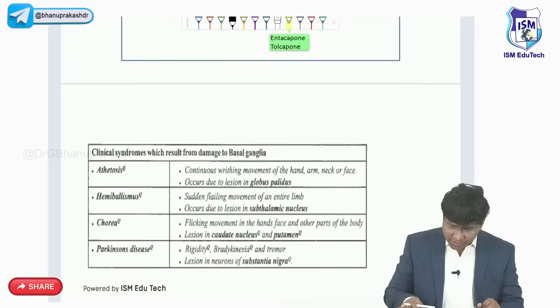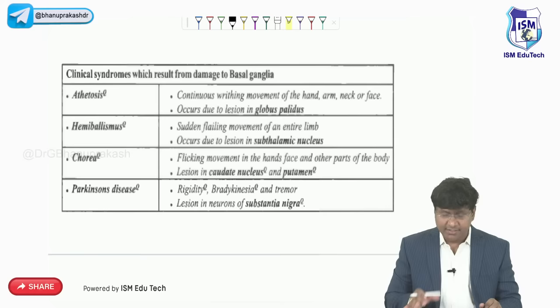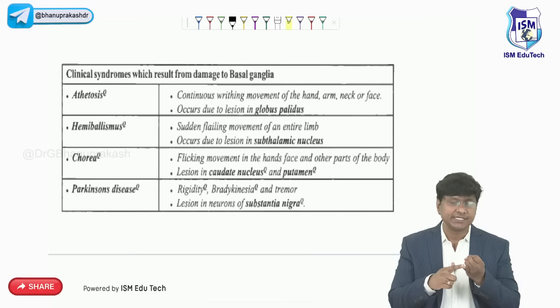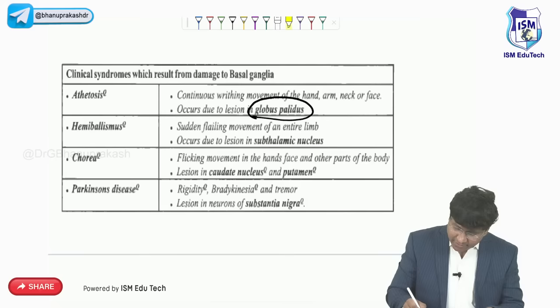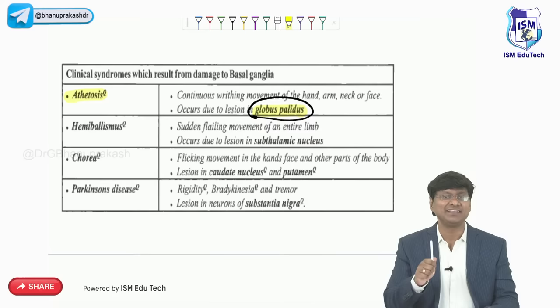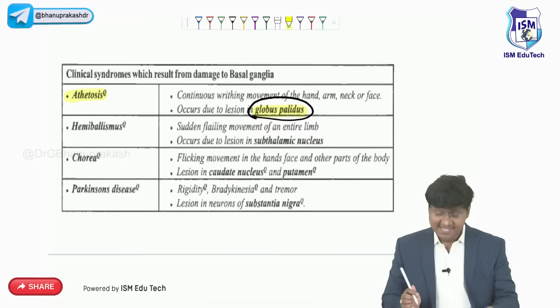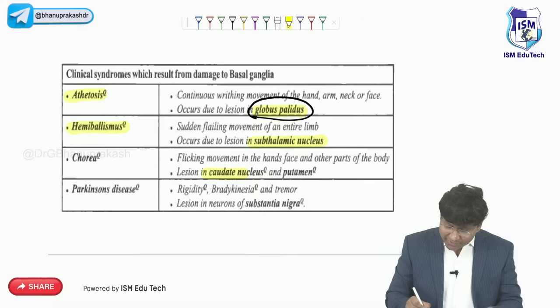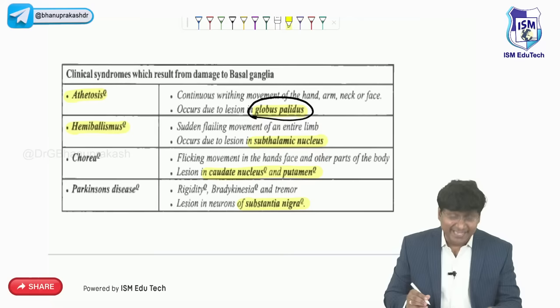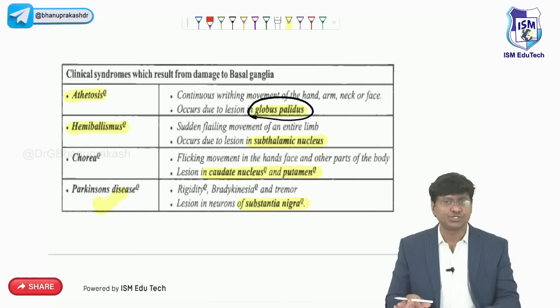So, let us see the summary of the basal ganglia disorders. What are the structures we have in the basal ganglia? Caudate nucleus, putamen, substantia nigra, subthalamic nucleus, and even globus pallidus, right? So if globus pallidus is gone, then what is the involuntary movement? That is athetosis, which is nothing but a continuous writhing movement of the hand, arm, neck and face. If the subthalamic nucleus is gone, this is a recent INICET question, the individual will develop hemiballismus. And if caudate nucleus and putamen are gone, there will be development of chorea. If substantia nigra is gone, then there will be development of Parkinsonism. Okay, so this table is very, very important: which particular structure of the basal ganglia is gone and what is the involuntary movement that will be developed.